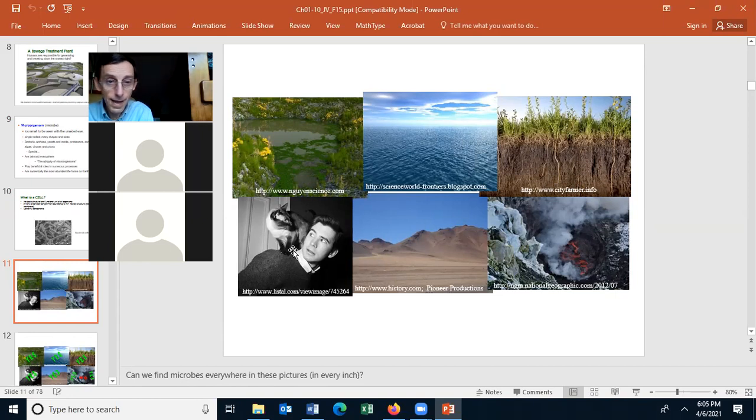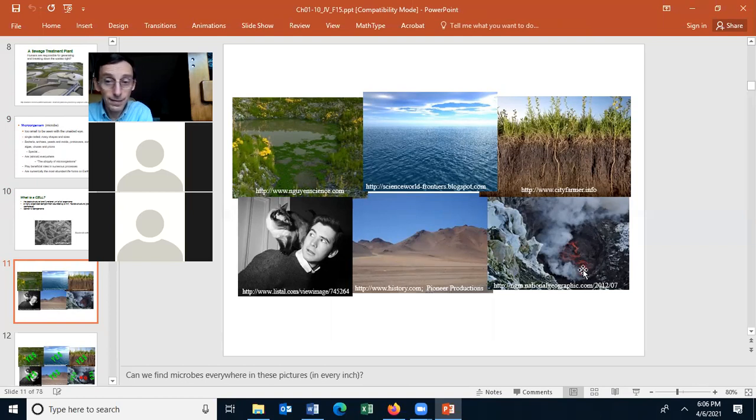And how about on the cat and the person? You have tons of microorganisms on the cat and the person. How about in the desert? Do you find microorganisms in every inch of the sand of the Sahara Desert? Yes, you do.